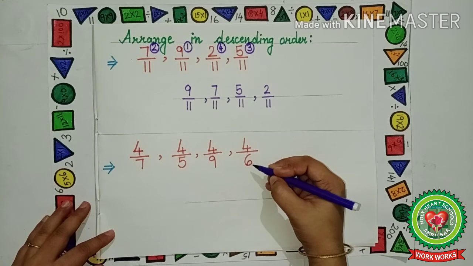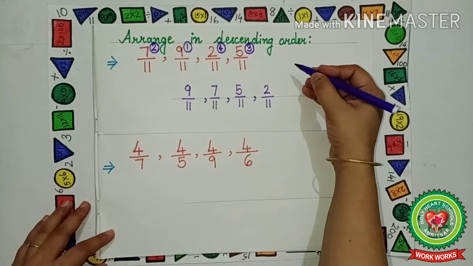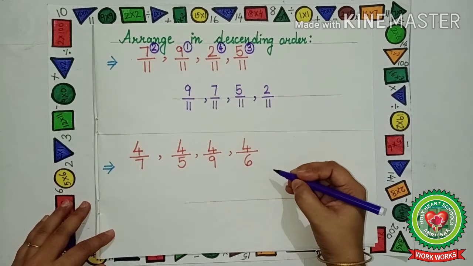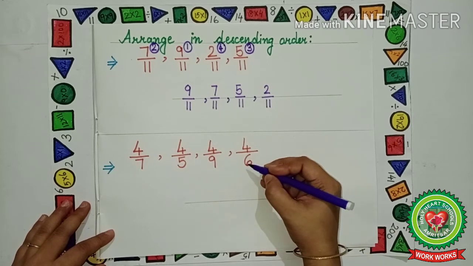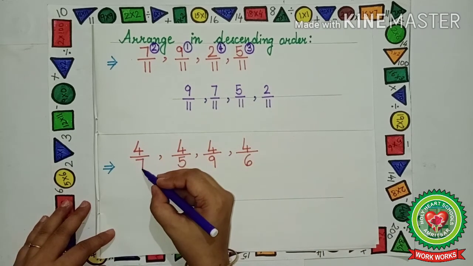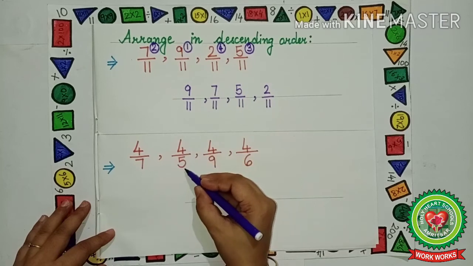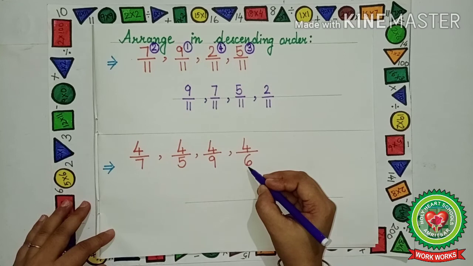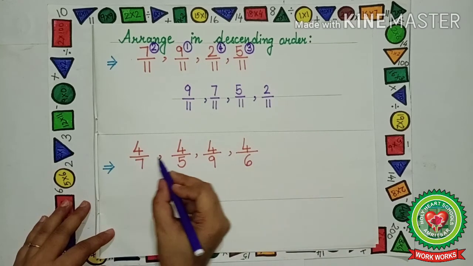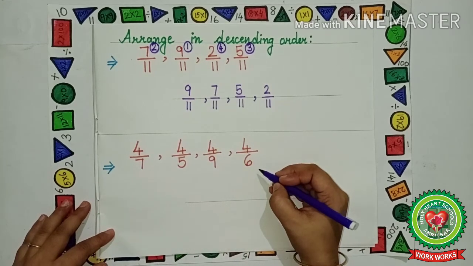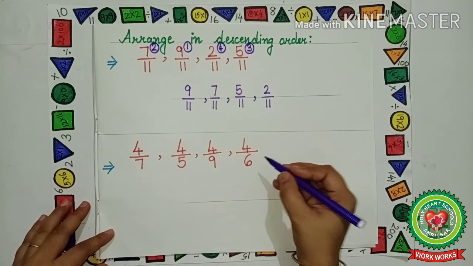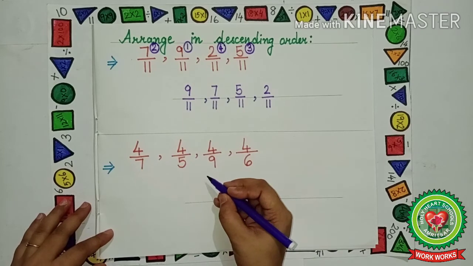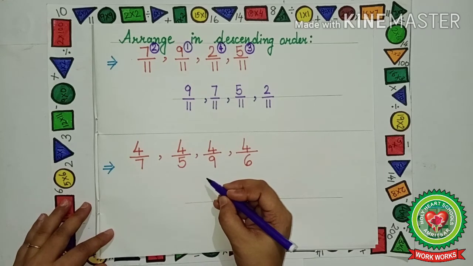Again we have to arrange these fractions in descending order, that is from big to small. So let us read the fractions. 4 upon 7, 4 upon 5, 4 upon 9, 4 upon 6. As you can see, all the numerators of these fractions are same. So when the numerators are same, the smallest denominator will be the biggest fraction. So which is the smallest denominator?